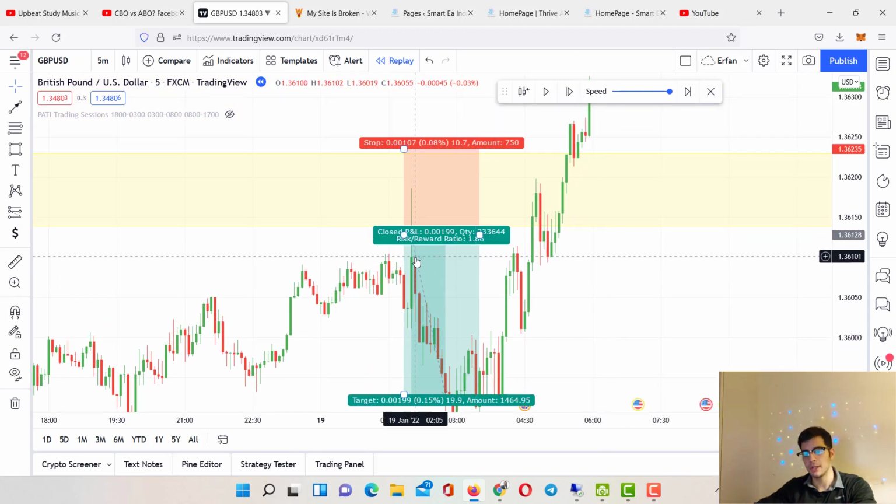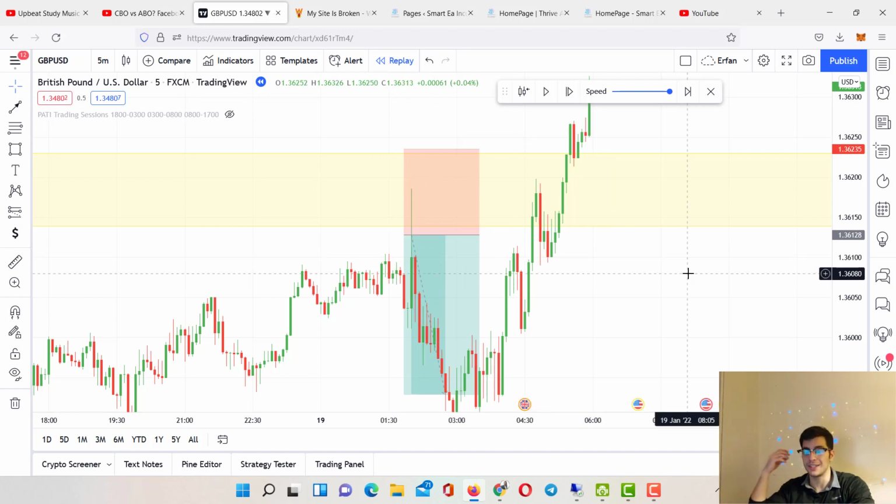It might be risky because it's 2 p.m., but if you know that it's a high probability order block and you're willing to take that risk, why not? It's a really good one, guys.